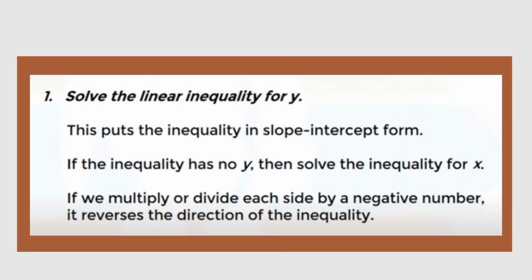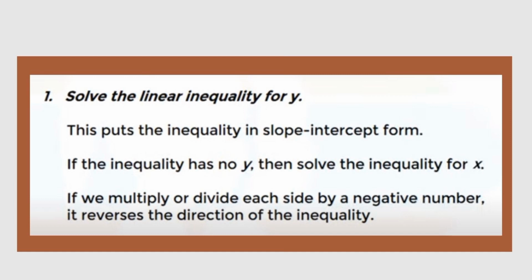Solve the linear inequality for y. This puts the inequality in slope-intercept form. So when we solve the linear inequality for y, it is transformed into slope-intercept form. If the inequality has no y, then solve the inequality for x. So if it has no y, we can solve it for x instead.